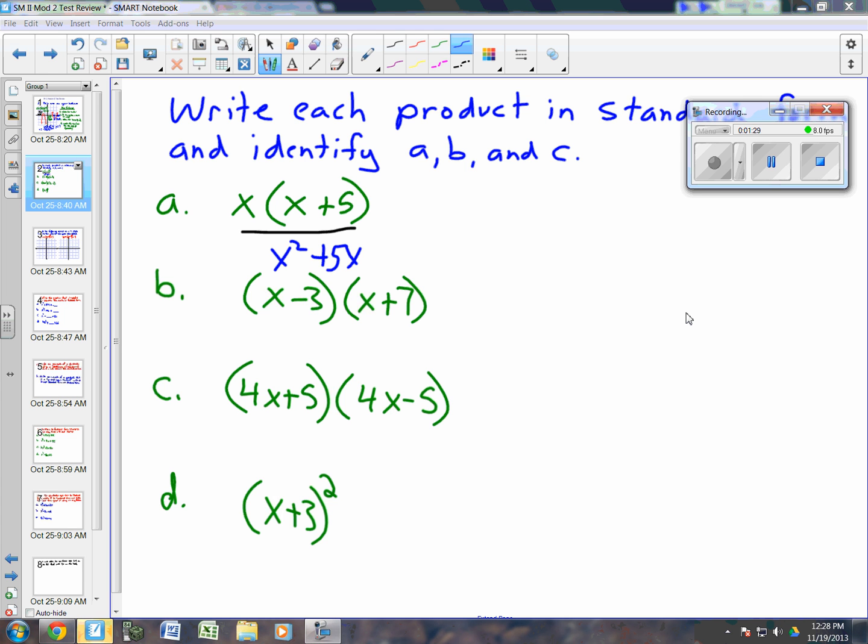What do you guys think? Is he right? Yeah, he just distributed. Times the x by x, got x squared. X times 5 is 5x. Good job. Okay, we're spinning for the next one.